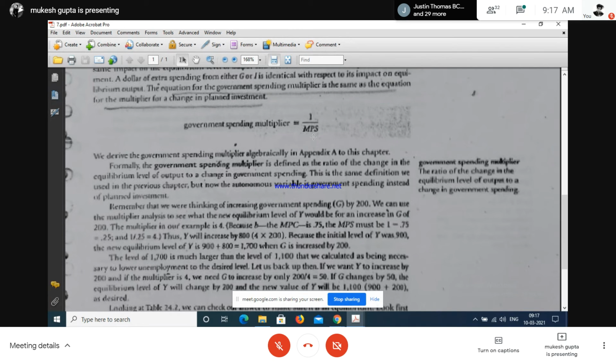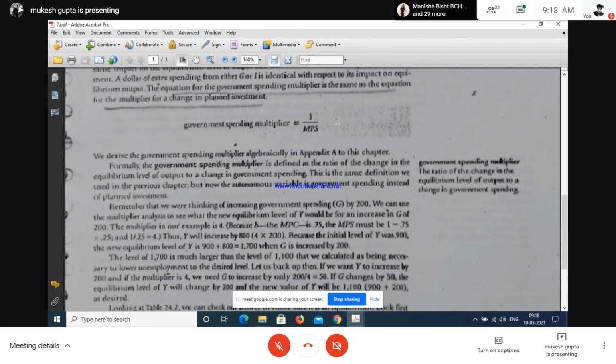What will happen in our case? In our case, the MPC was 0.75, right? So what would be the MPS? MPS will be 1 minus 0.75, that is 0.25. So we put 1 upon 0.25, which equals 4. So the multiplier is 4. What does it mean? Any change in government expenditure will change the national income by 4 times if the MPC is 0.75.